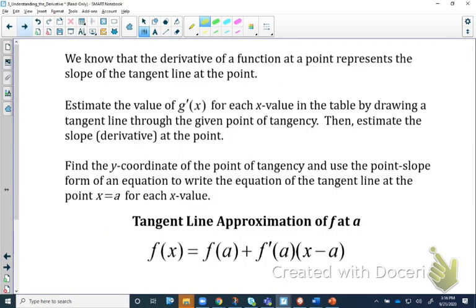So moving on to the next bit, what we're going to be doing is really going to start getting us into what's known as curve sketching. It's a very significant thing that you need to pick up early and understand well, because it's something that really doesn't go away. So here we know that the derivative of a function at a point represents the slope of the tangent line. Yes, we've established that. Here, estimate the value of g prime of x for each value in the table by drawing a tangent line through a given point of tangency. Then estimate the slope, or the derivative, at that point.